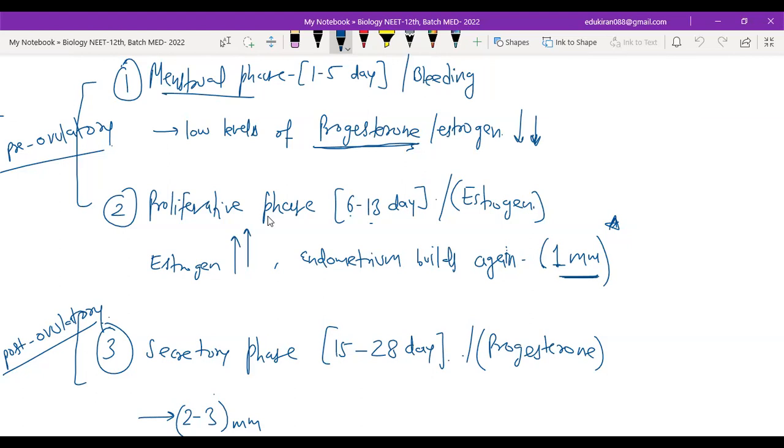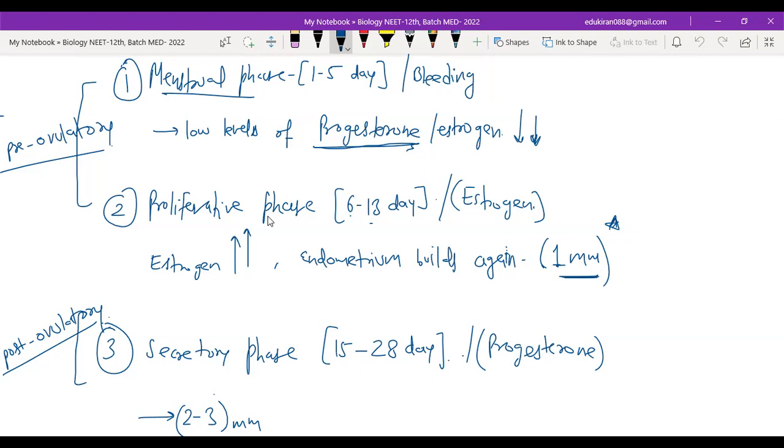So you can write down, this is a question that has been asked in NEET. Make a star and write down this sentence. Estrogen is the dominant ovarian hormone during the pre-ovulatory phase. Both menstrual phase and proliferative phase are the pre-ovulatory phase, right? So the only hormone which is dominant before ovulation is estrogen. Progesterone starts dominating after ovulation. Is it clear?